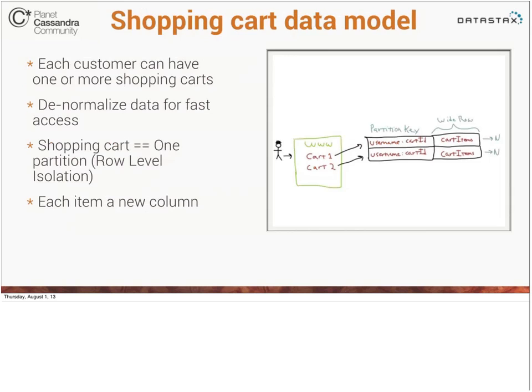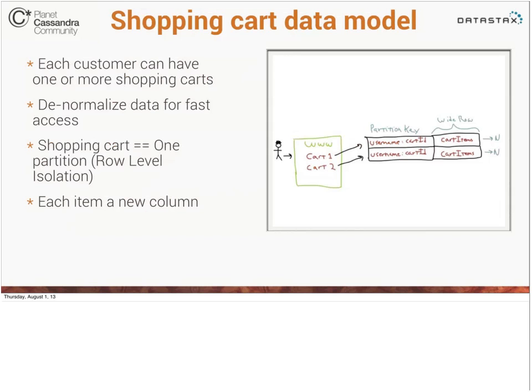So how do we do this? I got my little whiteboard here showing how we're going to do this. Each customer can have one or more shopping carts. Now, the "or more" is kind of cool. I've done this at a couple of websites. I think it's more common now. But if you want to keep a couple of shopping carts going, and so you want to be able to store that, we're going to denormalize all the data so it's for fast access.